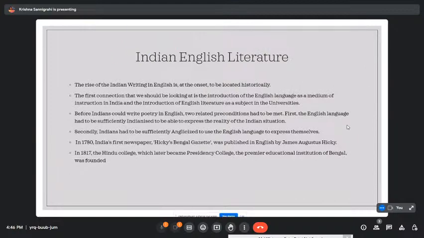Then comes our study of Indian English literature. The rise of Indian writing in English is, at the onset, to be located historically. The first connection that we should be looking at is the introduction of the English language as a medium of instruction in India and the introduction of English literature as a subject in the universities. Before Indians could write poetry in English, two related preconditions had to be met.